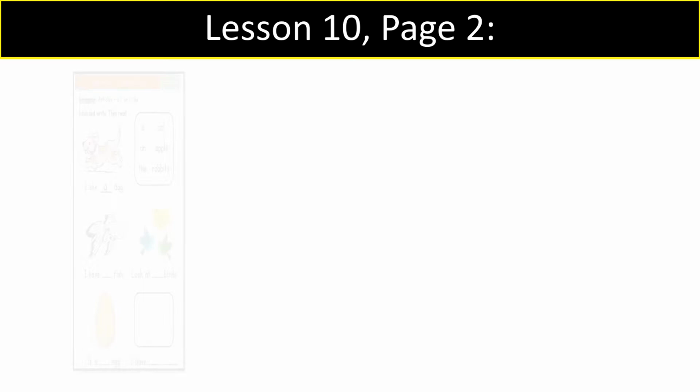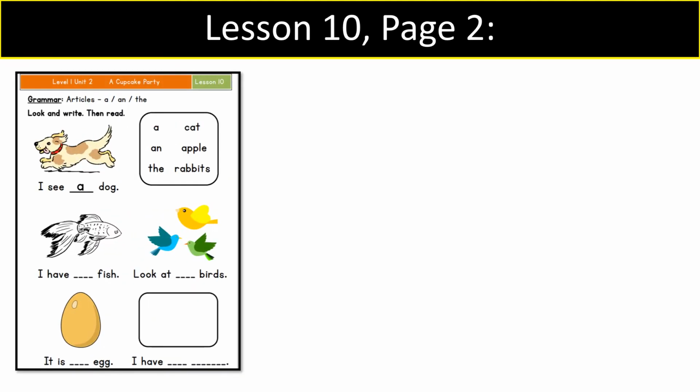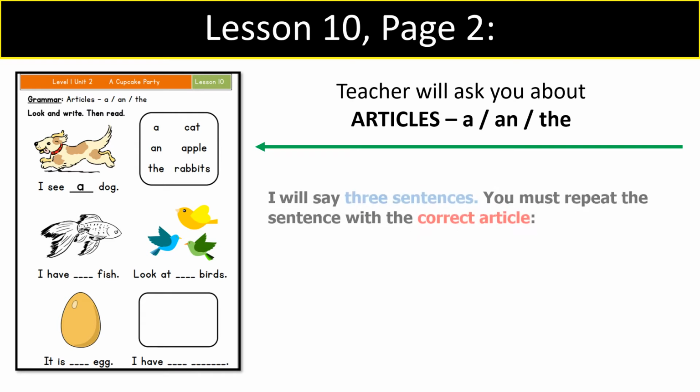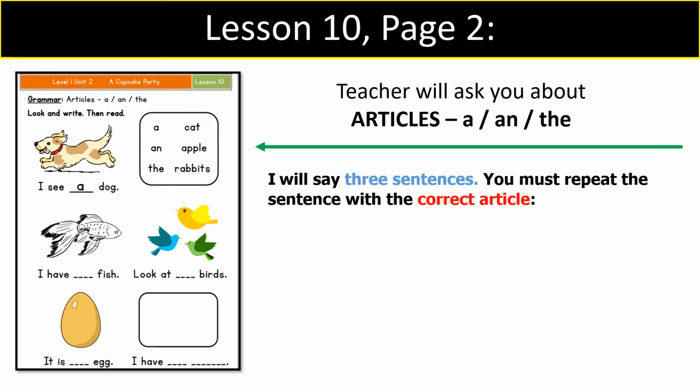Lesson 10, page 2. Okay, this is a grammar page, and teacher will ask you about articles. Articles are English words that mean numbers. Okay, we have a, we have an, and we have the. The teacher will say 3 sentences. You must repeat the sentence. You must say it again with the correct article.